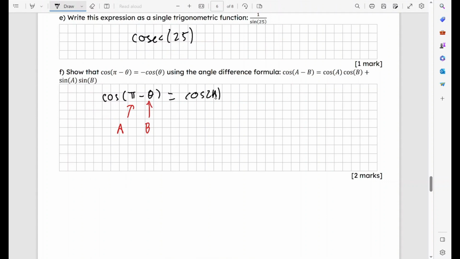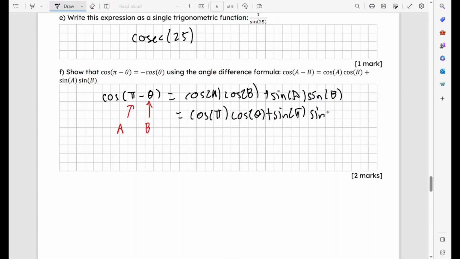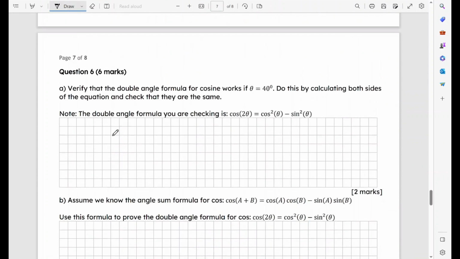So cos of A, cos of B, take sine plus sine of A, sine of B. So cos of pi, cos of theta, plus sine of pi, sine of theta. Now cos of pi is minus 1, and sine of pi is 0. So this is minus cos of theta, if you like. And there we go.